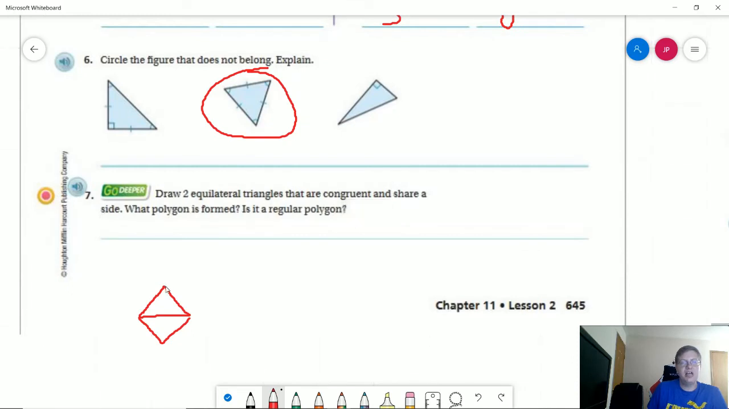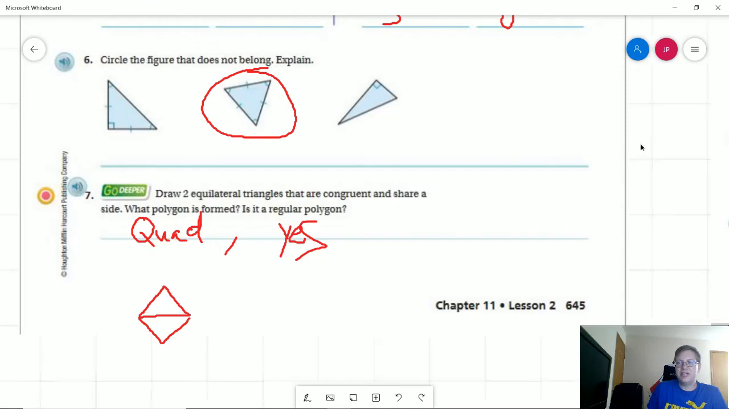So what polygon is formed? It would be a quadrilateral if we go ahead and make it based on the outside. And is it a regular polygon? Well, we are working with equilateral triangles, which means these two measurements would be equal and they would be matching both of these. So yes.